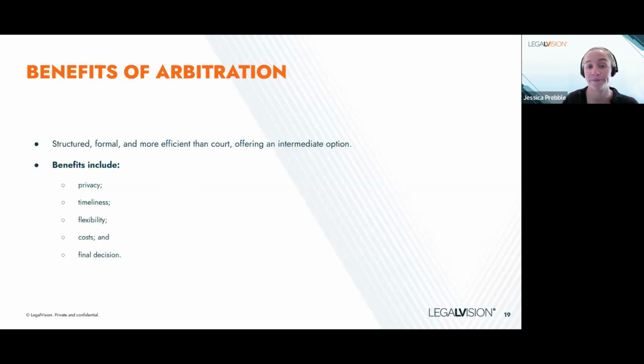So the benefits of arbitration are that it's more structured and formal, but more efficient than going to court. And some benefits can include confidentiality, privacy, timeliness, unlike court, flexibility, and the costs are cheaper than going to court, and obviously having a final decision which is enforceable by the courts.